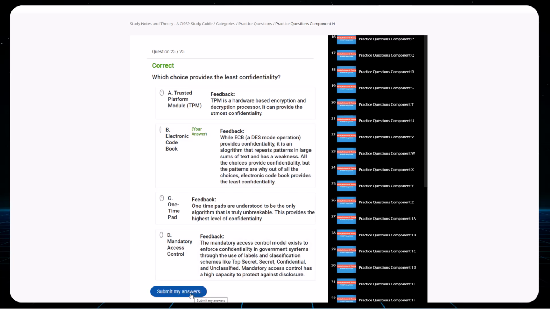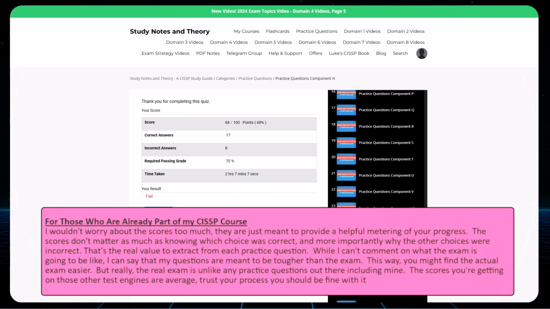Submit my answers. Let's see what my score is. I know I got a couple wrong. Can you imagine a CISSP instructor who doesn't get all his questions right? I got a score of 68, which means I failed. I failed my own practice question. Score 68 out of 100. I got 17 correct answers, 8 incorrect answers. Required passing grade 70%. Oh, I was so close. I was like 2% away.